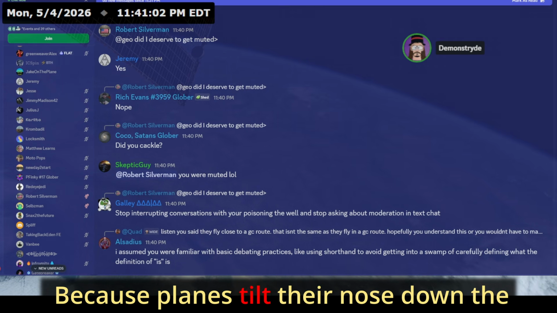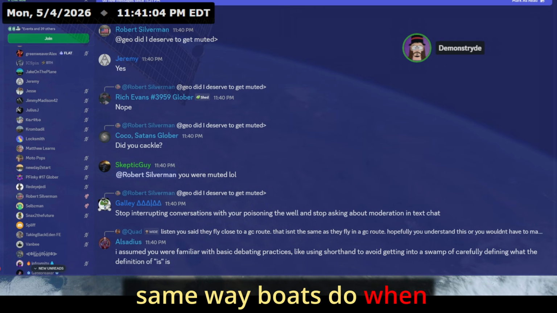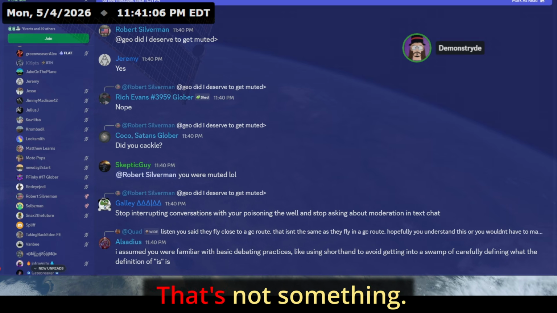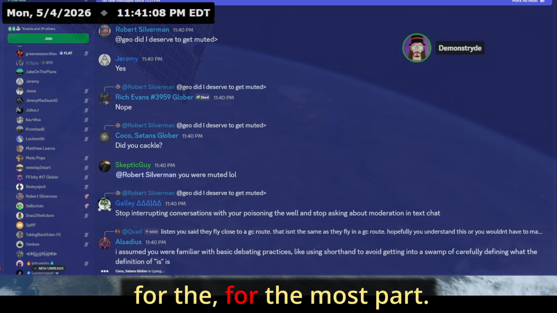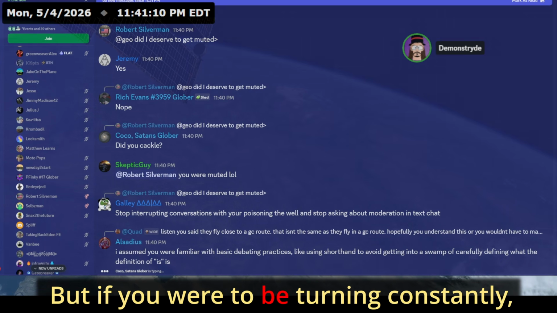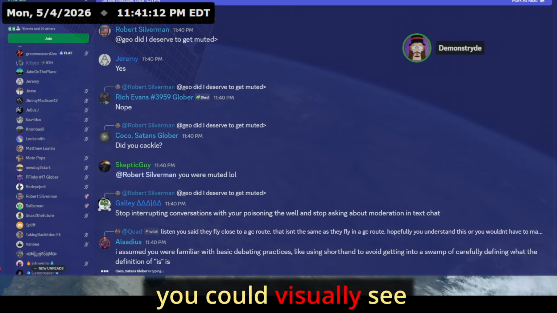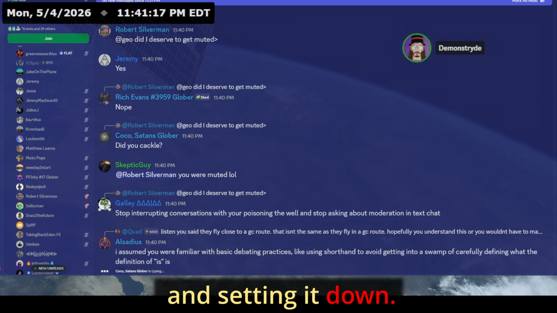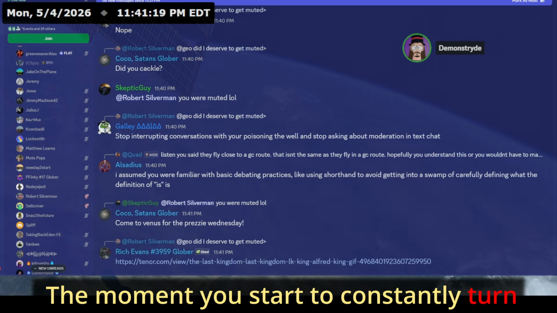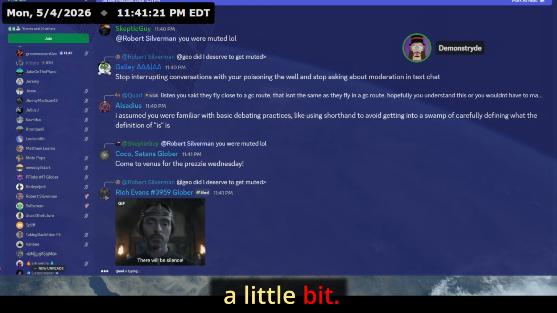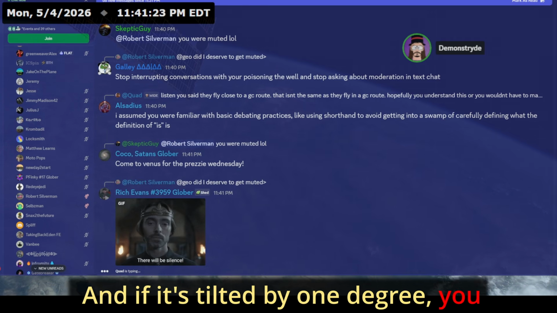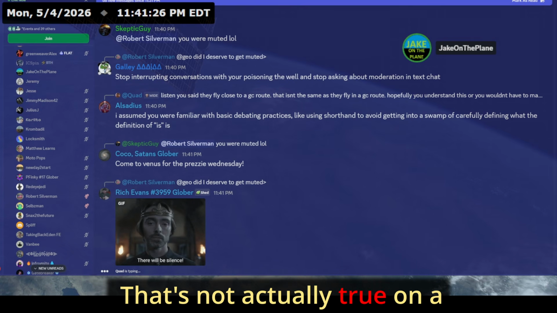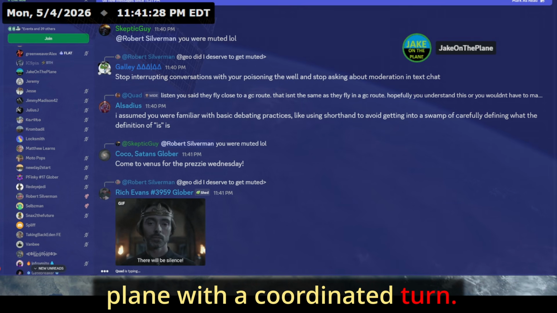Yeah, because planes tilt their nose down the same way boats do when they go over the horizon and around the globe, and they even fly nose up for the most part. But if you were to be turning constantly, you could visually see it by taking a glass of water, drawing a horizontal line on it, and setting it down. The moment you start to constantly turn in one direction, that water is going to tilt a little bit. And if it's tilted by 1 degree, you should be able to calculate that. That's not actually true on a plane with a coordinated turn, just to be clear.